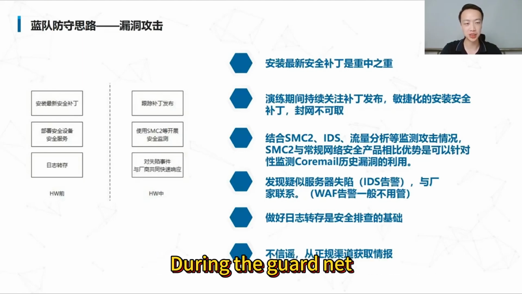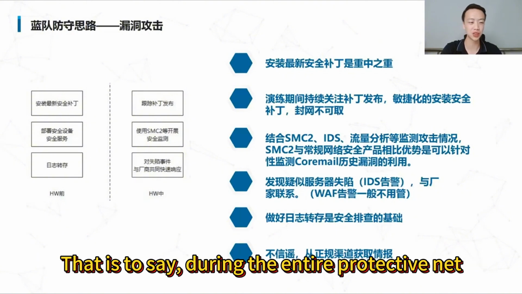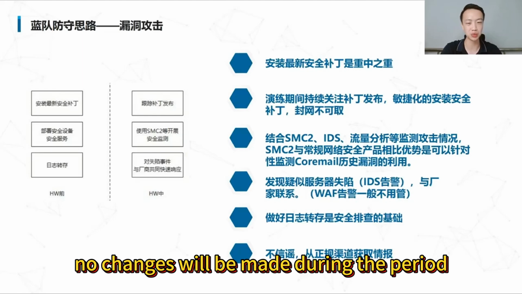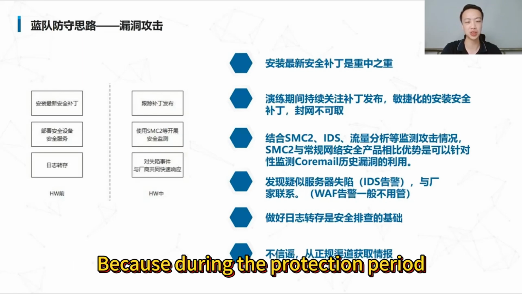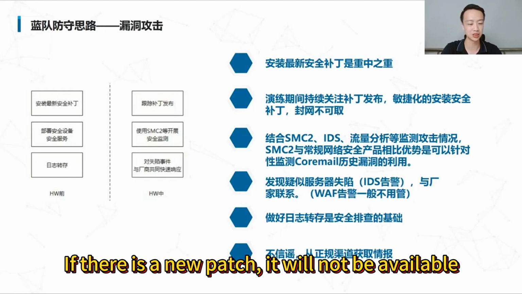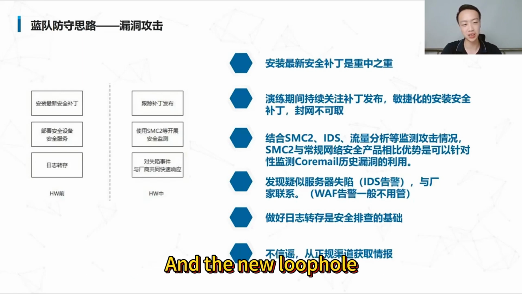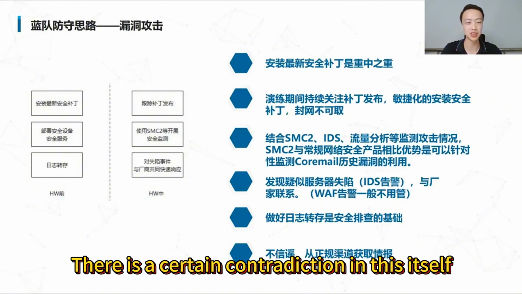During the guard net, there are some units that prefer locking the network. That is to say, during the entire protective period, no changes will be made. That's actually not very advisable, because if you don't allow any changes during the protection period, then when there is a new patch, it will not be available, and the new loophole is another target for the attackers. There is a certain contradiction in this itself.